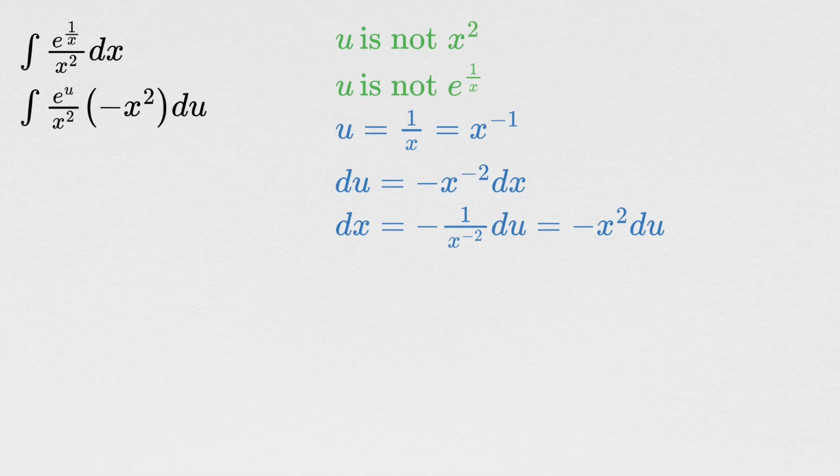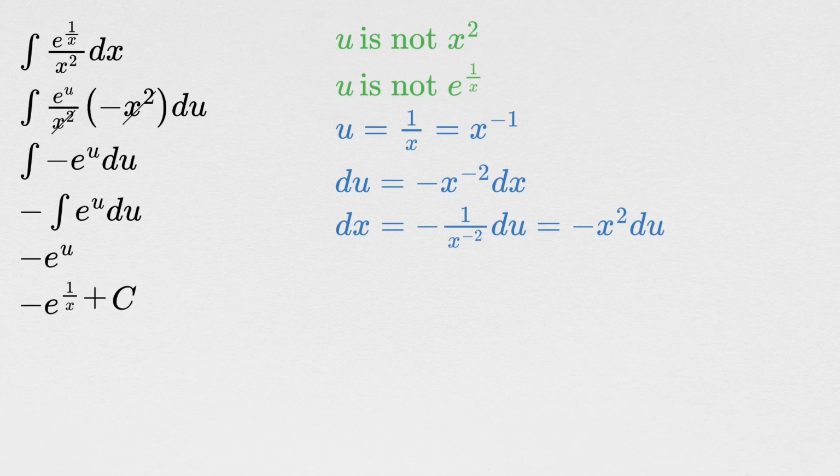These substitutions give us the integral of e to the u divided by x squared times -x squared du. The x's cancel, giving us the integral of -e to the u du. We move the constant -1 out front and integrate to get -e to the u. Replacing u with our original expression, we get -e to the 1 over x and add our constant of integration.